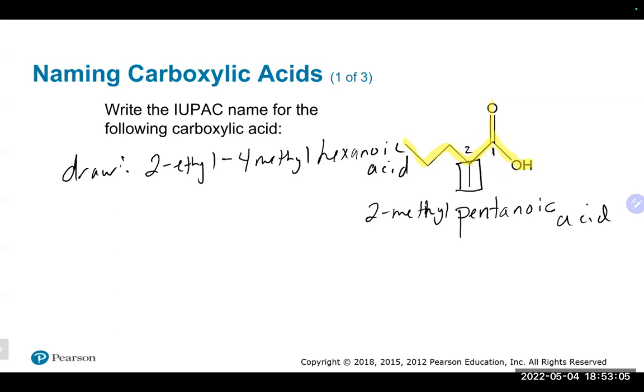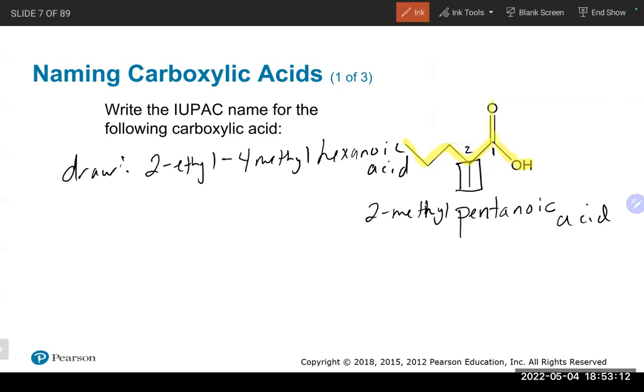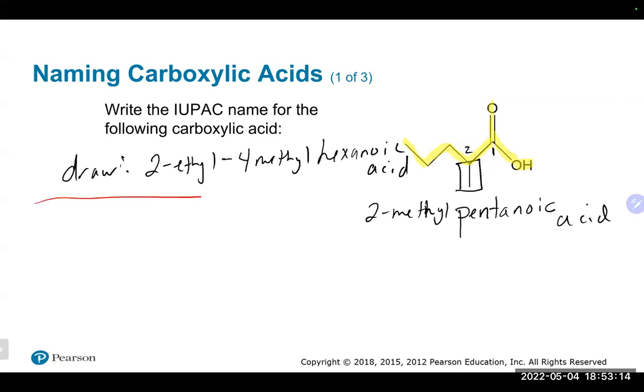All right, so let's draw the one I made up and we'll hope for the best here. Hexanoic acid. So the oic acid tells me it is a carboxylic acid. So I know I should have that group. And because it's a carboxylic acid, I know it's got to be at the end. So I can put that really at either end.